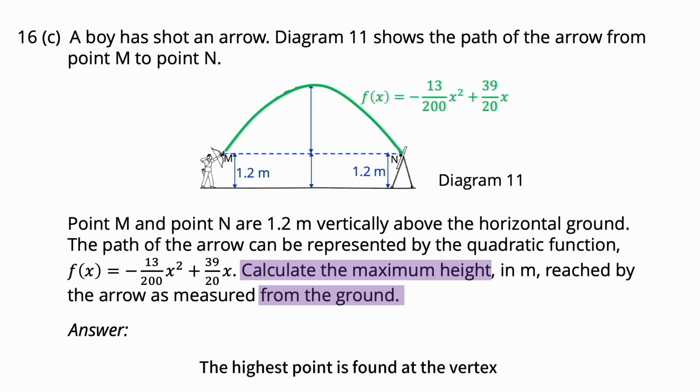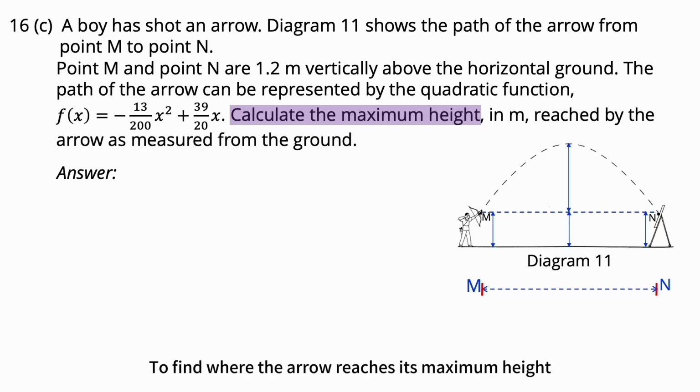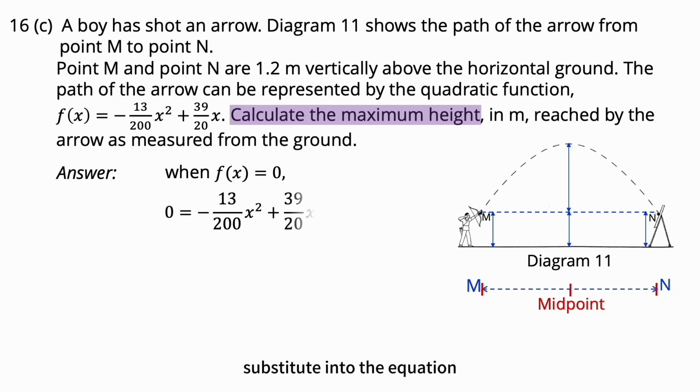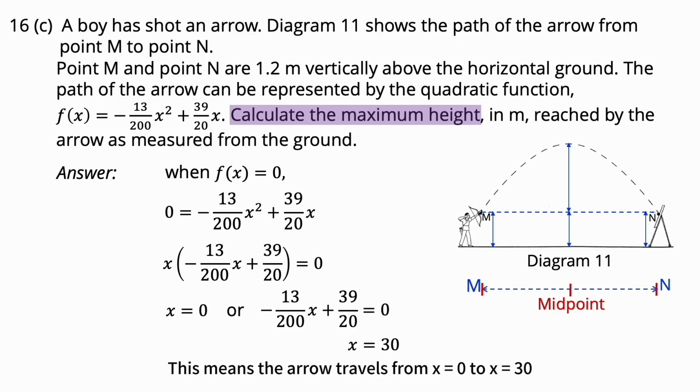The highest point is found at the vertex, turning point, of the quadratic curve. To find where the arrow reaches its maximum height, find the midpoint between point M and point N of the quadratic equation. When f(x) equals 0, substitute into the equation. Factorise. So, one root is x equals 0, and the other root is x equals 30. This means the arrow travels from x equals 0 to x equals 30.